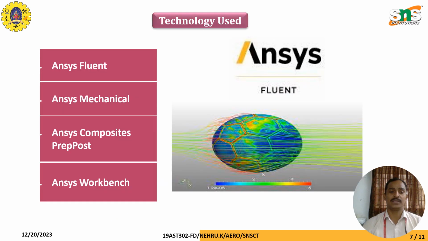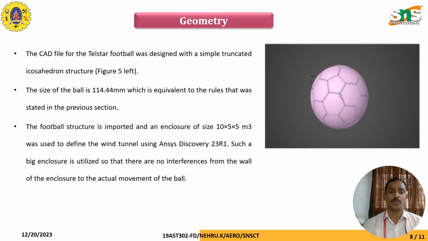So here we are using Ansys Fluent, and the model is made up of CAD files. The Trasera football was designed with a simple isolated structure. The size of the ball is 114.4 mm, which is equivalent to the rule stated in the previous section. The football structure is imposed in an enclosure of size 10 by 5 by 5.